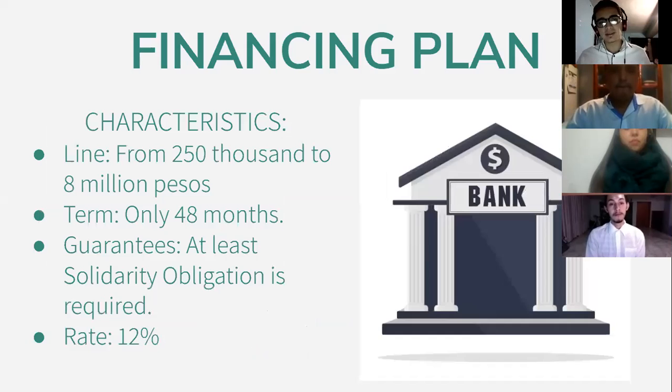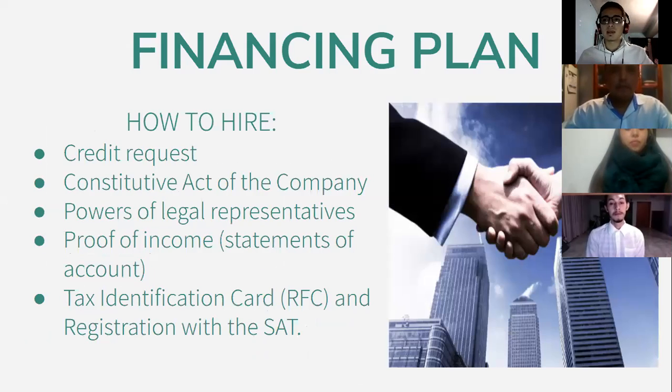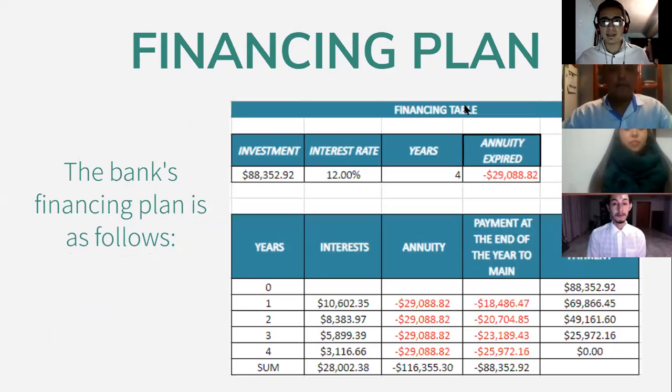We have those characteristics. The amount, as you can see there, determined 4 years. For the warranties, at least you need a solidary obligation, and the rate is 12%. Those are some documents to apply for the loan, or some requirements: the credit request, the constitutive act of your company, power of legal representative. You need some numbers of your accounting, or the tax identification card, the RFC here in Mexico. And here we have the investment, the rate, and the years. As you can see, the interest, the payments, and the debt after the payment. And in year 4, the amount is going to be 0.